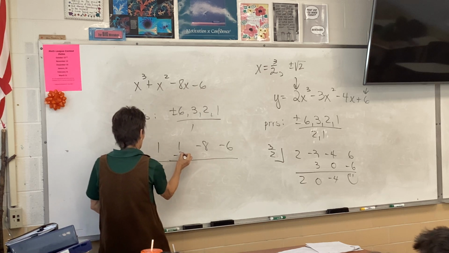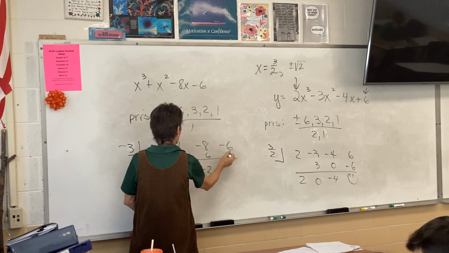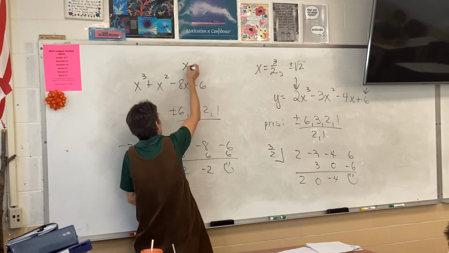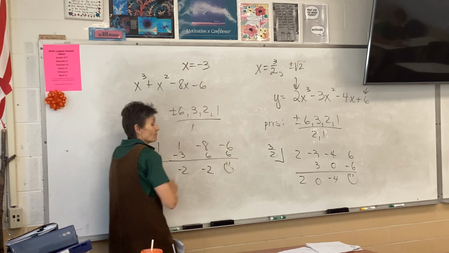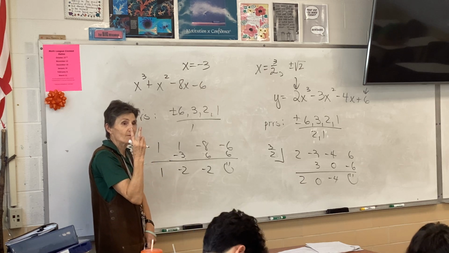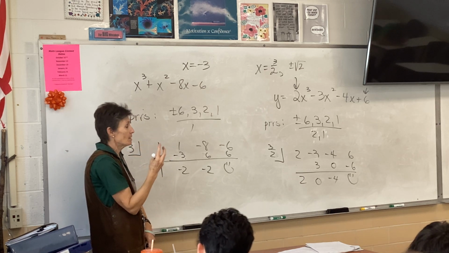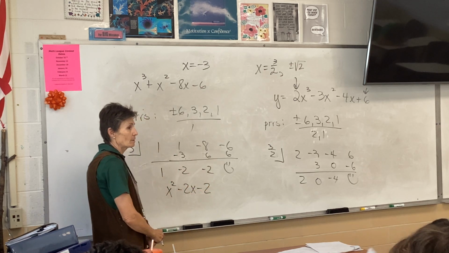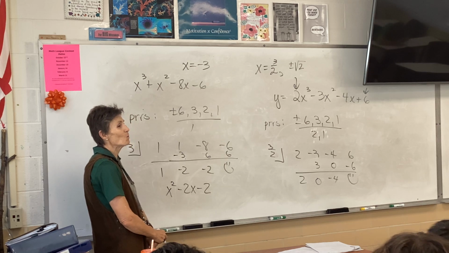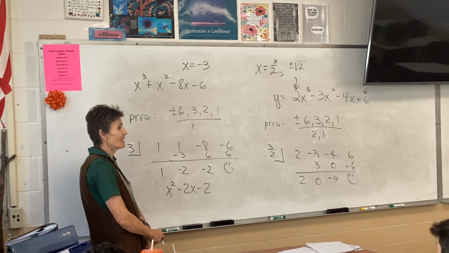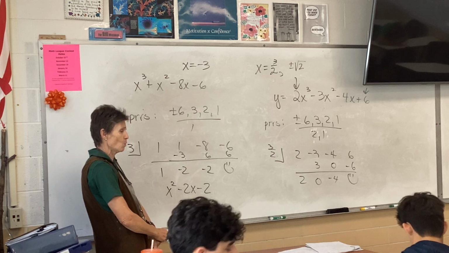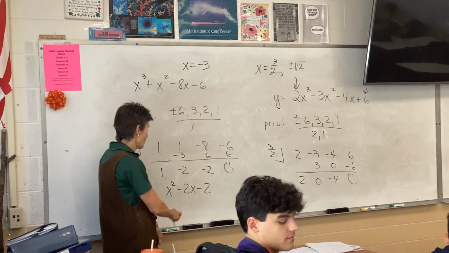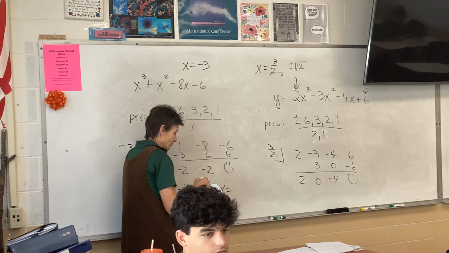That was all me. Okay, yeah. Yep, it sure does. Easy peasy. So one of your answers is negative 3. Where are the other 2 coming from? The quotient, right here: x squared minus 2x minus 2. Let's get some quadratic. Factor, but then, ooh, I need a quadratic. Quadratic formula.